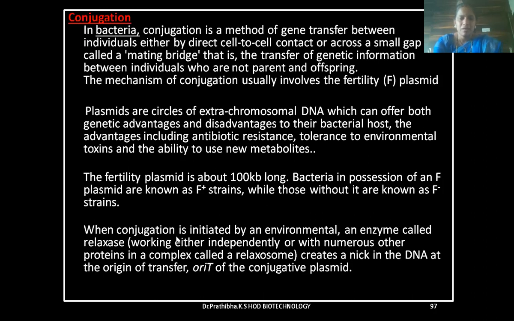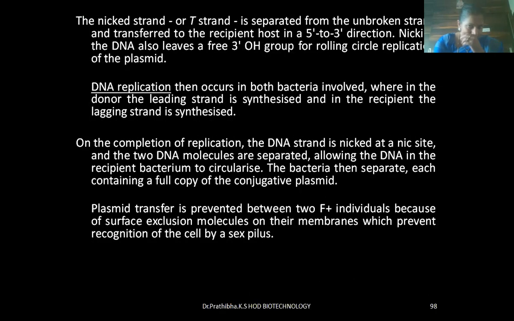Conjugation is initiated by an enzyme called relaxase, working either independently or with numerous other proteins in a complex called the relaxosome. It creates a nick in the DNA at the origin of transfer of the conjugative plasmid. The nicked strand, or T strand, is separated from the unbroken strand and transferred to the recipient host in a 5' to 3' direction. Nicking the DNA also leaves a free 3' hydroxyl group for rolling circle replication of the plasmid.